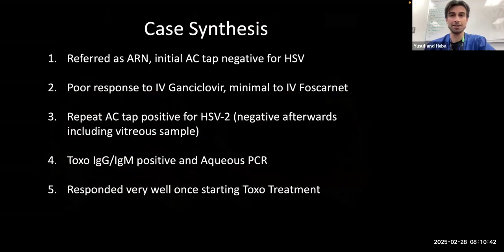To just summarize the case, there was a kind of a long progression here, but the overview is that they were referred as acute retinal necrosis. An initial AC tap was negative for HSV. They did not have much of a response to the intravitreal ganciclovir. Same with the foscarnet. A repeat AC tap was positive for HSV2, but negative afterwards, including a vitreous sample. And then at some point, the toxo IgG and IgM were done and positive, as well as a toxo aqueous PCR. Once they were started on toxoplasmosis treatment with the Septra, they responded extremely well with resolution of the retinitis.